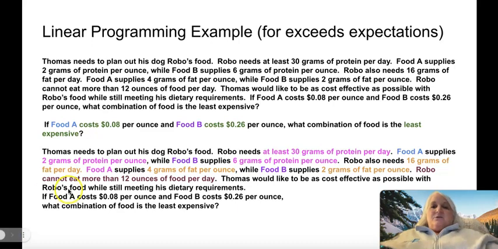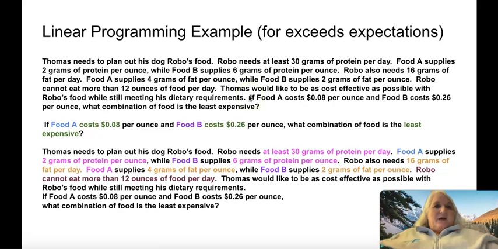Okay. So our problem that we're going to solve is: Thomas needs to plan out his dog Robo's food. Robo needs at least 30 grams of protein per day. Food A supplies 2 grams of protein per ounce, while food B supplies 6 grams of protein per ounce. Robo also needs 16 grams of fat per day. Food A supplies 4 grams of fat per ounce, while food B supplies 2 grams of fat per ounce. Robo cannot eat more than 12 ounces of food per day.